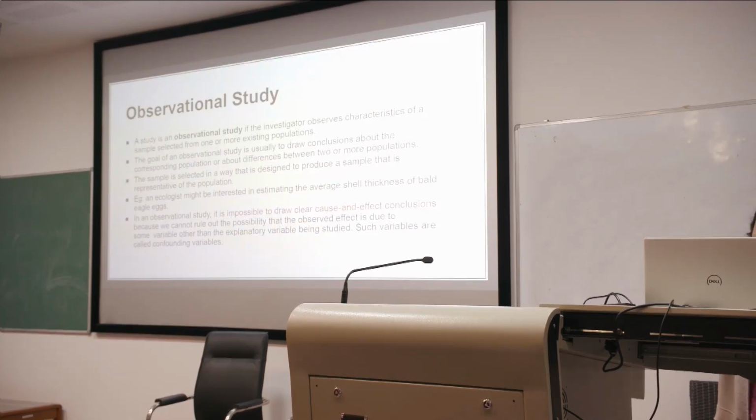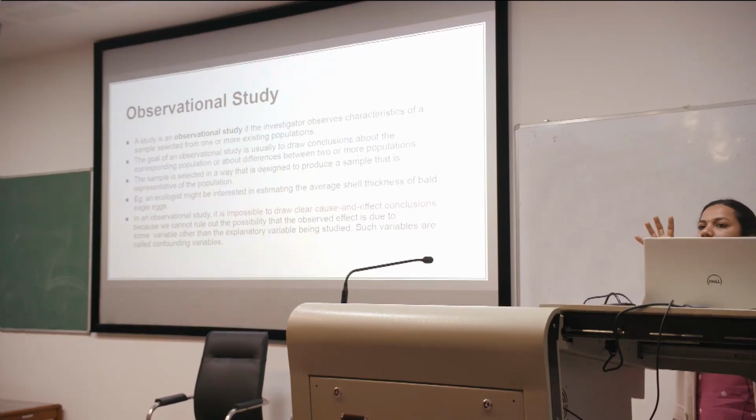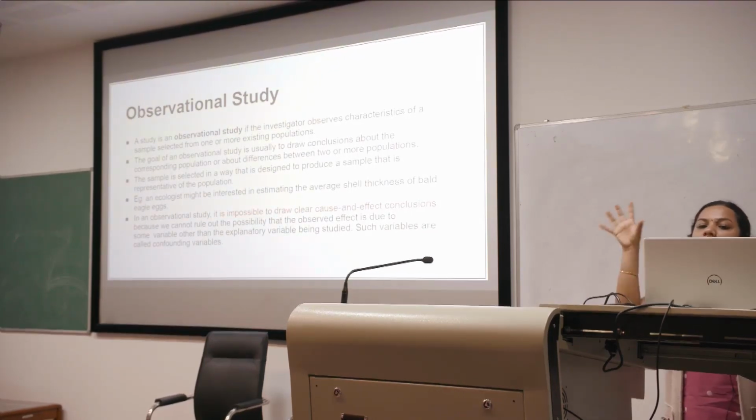So it's very clear that in an observational study, usually we draw a conclusion about the corresponding populations, or about differences between two or more populations, okay? So in the simple example of the apple, right, you are taking a sample and analyzing it, and you are interpreting some information about the entire population.